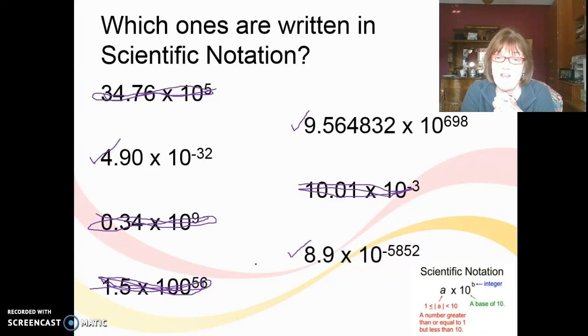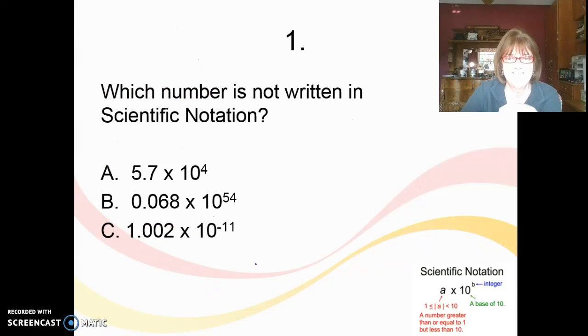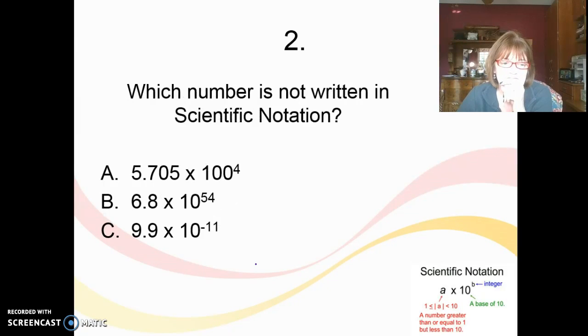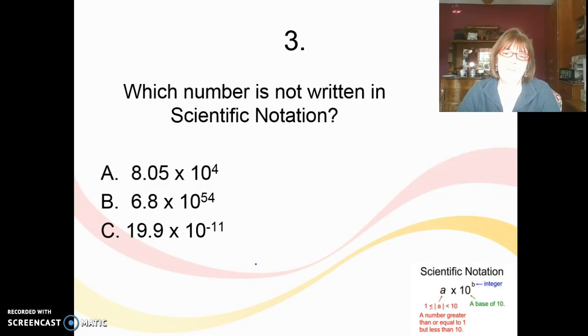All right, I hope you were listening to my carrying on and that it made some sense to you. If not, go back and listen to this part again, because now it's your turn. Which of these three numbers is not written in scientific notation? Don't let me trick you. Okay, number 2. Pick it out. Which one's not written in scientific notation? Number 3, another one. Which one is not written in scientific notation? Don't fall for those tricks.